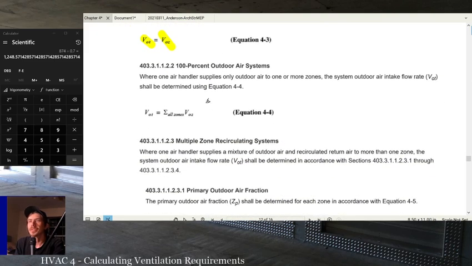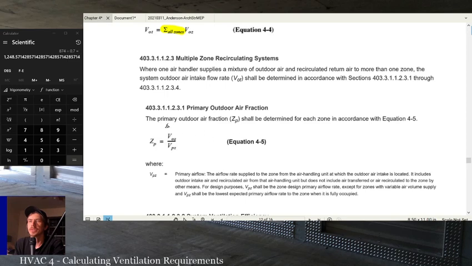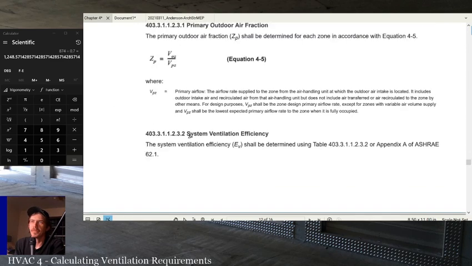If you have a 100% outdoor air system, it's the same thing. Basically what you came up with at the end is for all the zones. So if you have multiple zones where you're doing one unit, then your outdoor air intake rate has to be the ventilation for all your zones. All right. And then for multiple zone recirculating systems, you have to figure the outdoor airflow rate supplied to the zone from the air handling unit in which the outdoor air intake is located. You got to figure it for each zone.